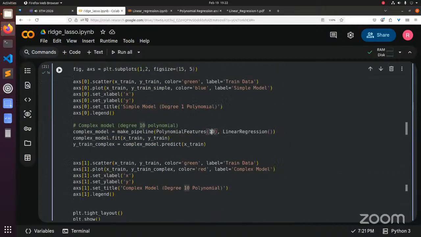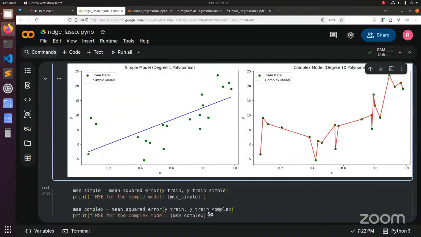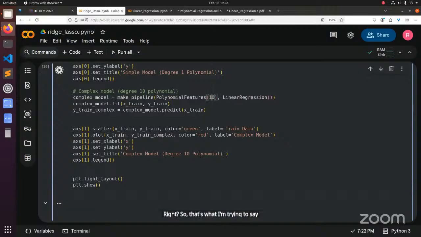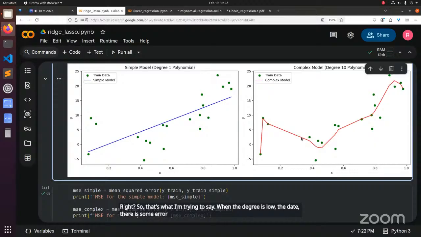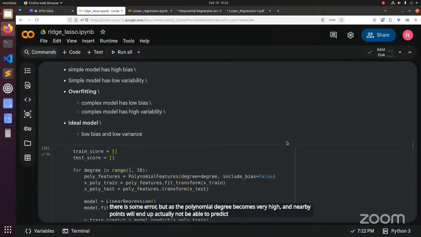So when we made it a 50-degree polynomial, you saw that it is able to perfectly predict all the training points, right? That's what I'm trying to say. When the degree is low, there is some error, but as the polynomial degree becomes very high, the nearby points will end up not being predicted, and you will see a very high error.